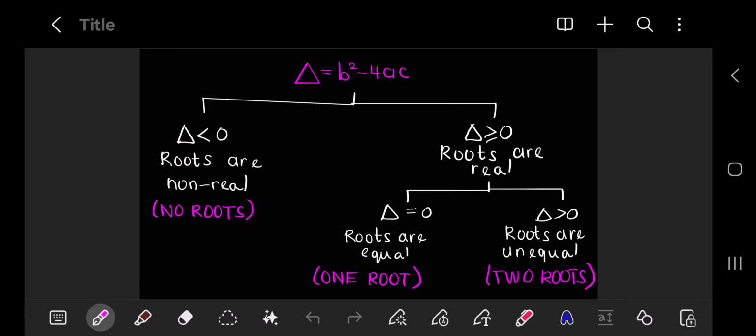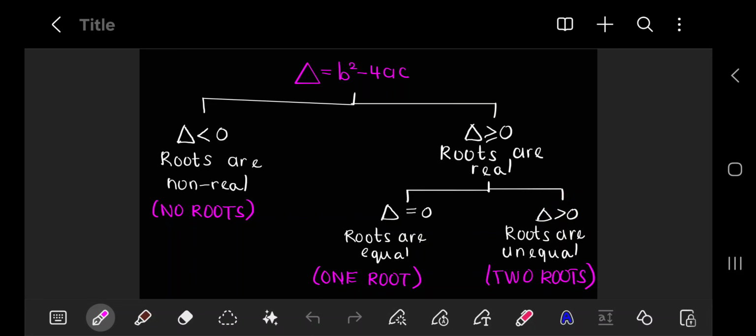And if it is greater than or equal to 0, the roots are real, meaning that they exist. We get values. From here, we can split up this greater than and equal to as equal to only or greater than only. For the discriminant being equal to 0, the roots are equal. There will be one root, so just one x value. But if the discriminant is greater than 0, then the roots are unequal. There will be two roots.